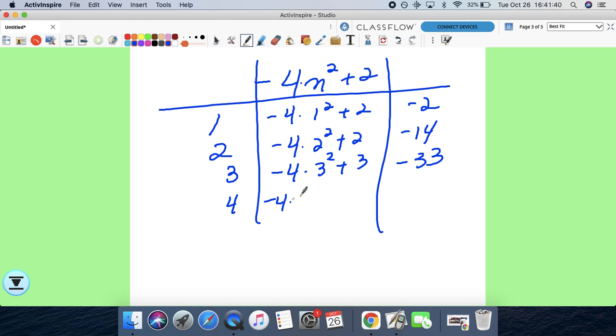4 would be negative 4 times 4 to the second power plus 2. 4 to the second power is 16, right? 16 times negative 4 is negative 64, plus 2, negative 62. And then 5 is negative 4 times 5 to the second power plus 2. 5 to the second power is 25. 25 times negative 4 is negative 100 plus 2, negative 98. All right, so a careful approach is needed when doing those.